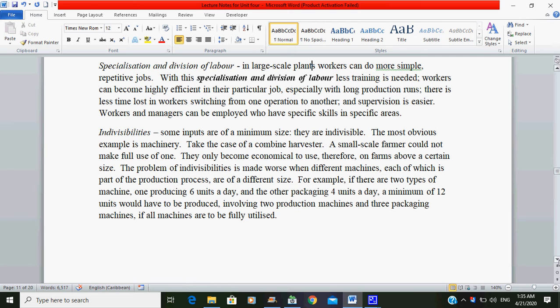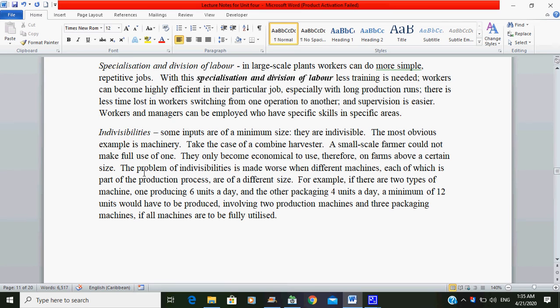The most obvious example is machinery. Take the case of a combine harvester. A small scale farmer could not make full use of one. They only become economical to use therefore on farms above a certain size.